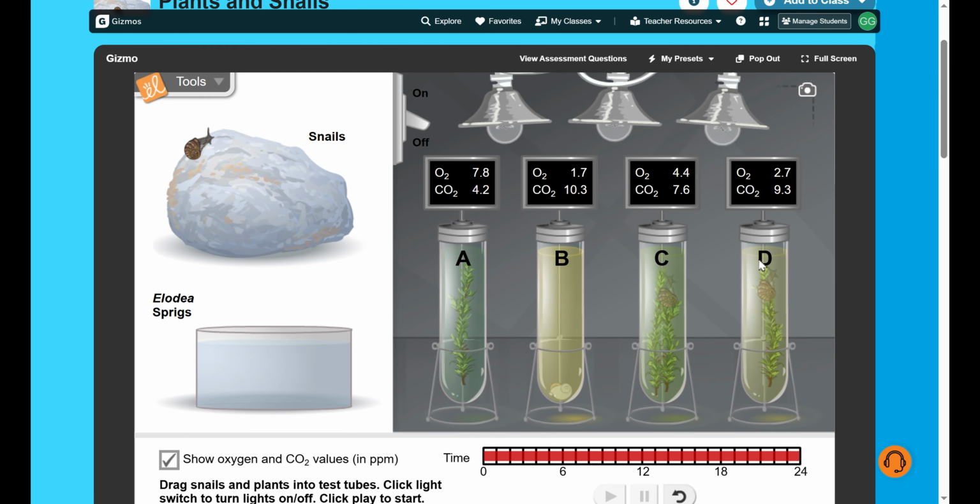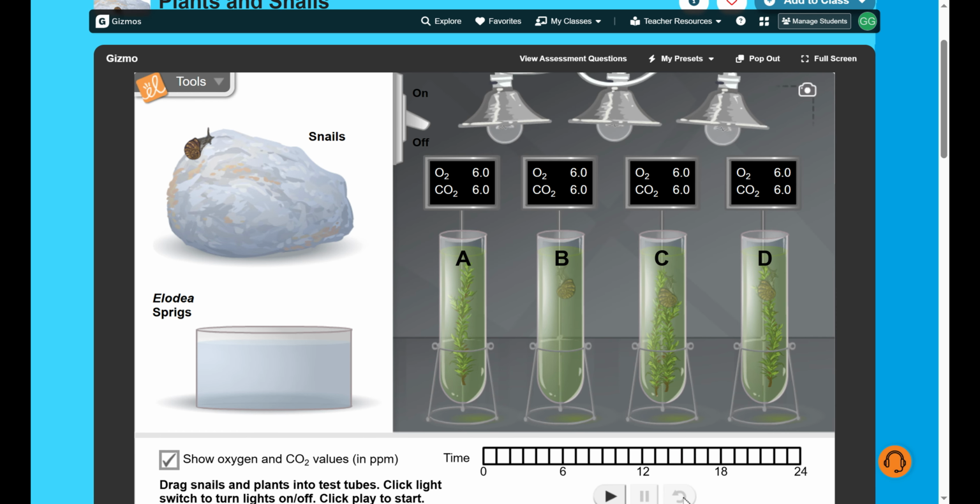These other tubes remain relatively healthy. This has a little bit more carbon dioxide than oxygen, but that's okay. Whereas this test tube C, where there were 2 sprigs of elodea and 1 snail, even though there is more carbon dioxide than oxygen, it is still a relatively healthy environment.